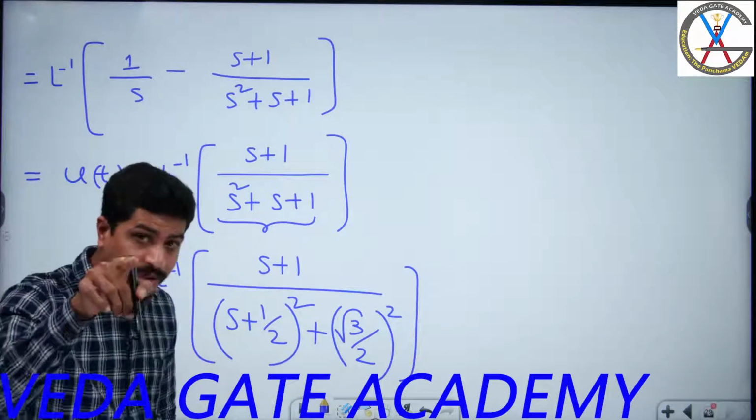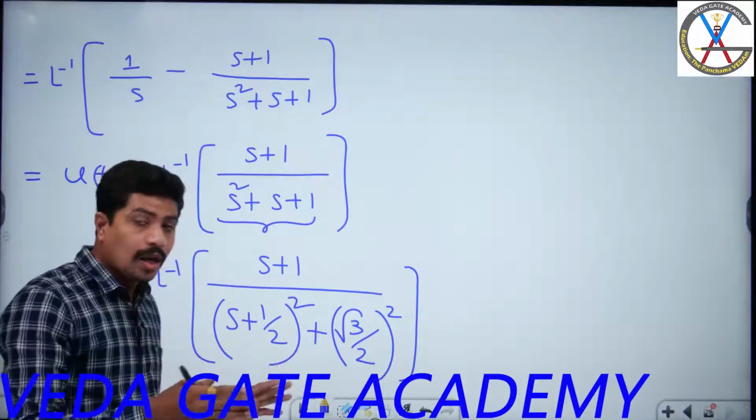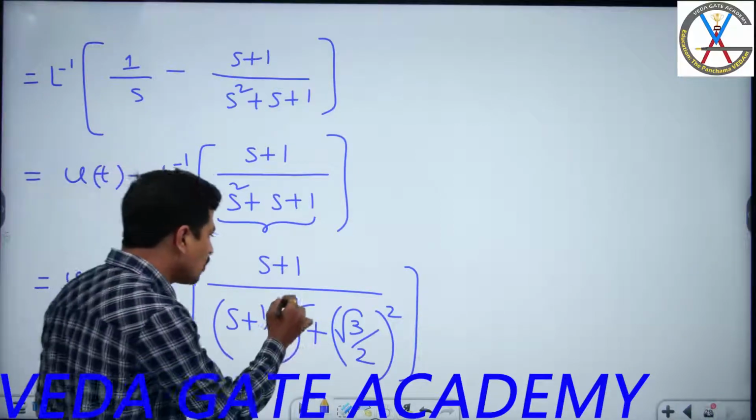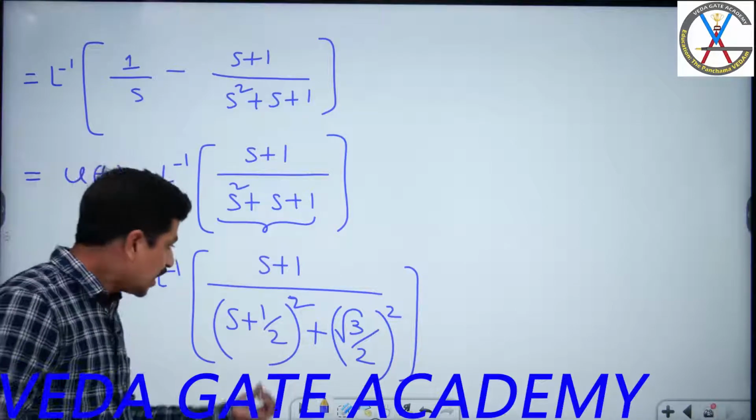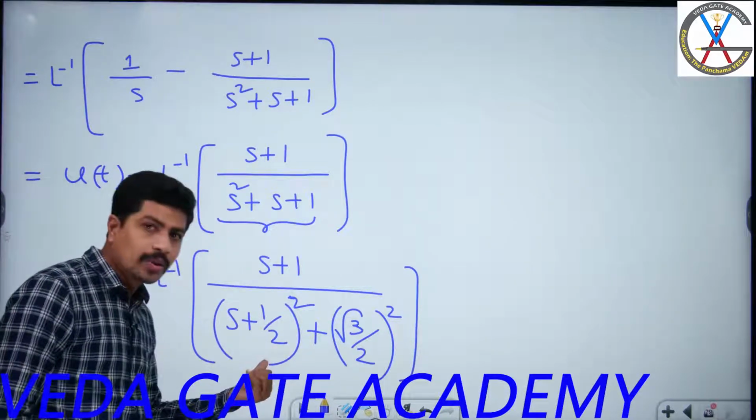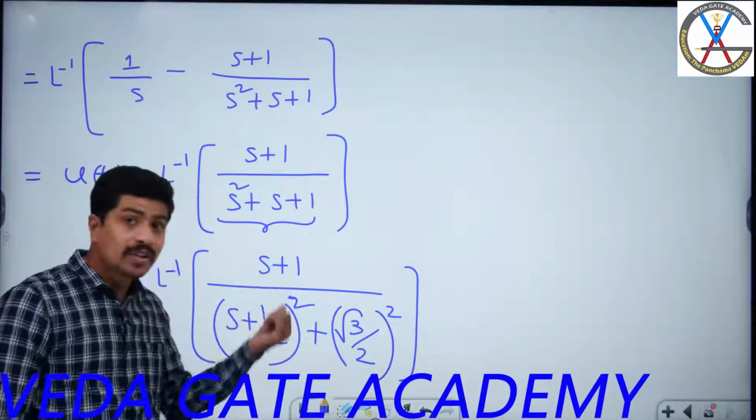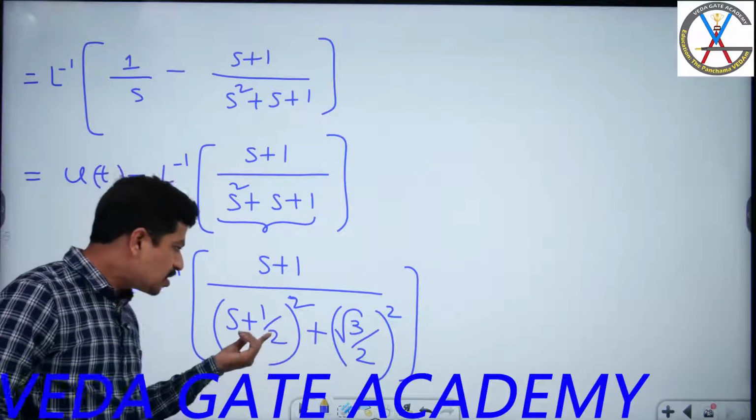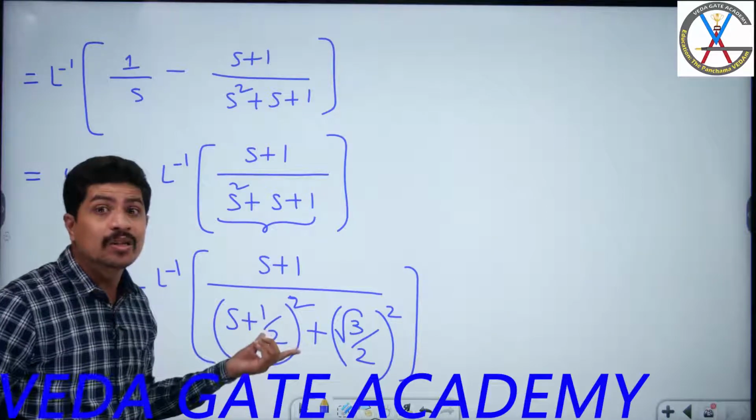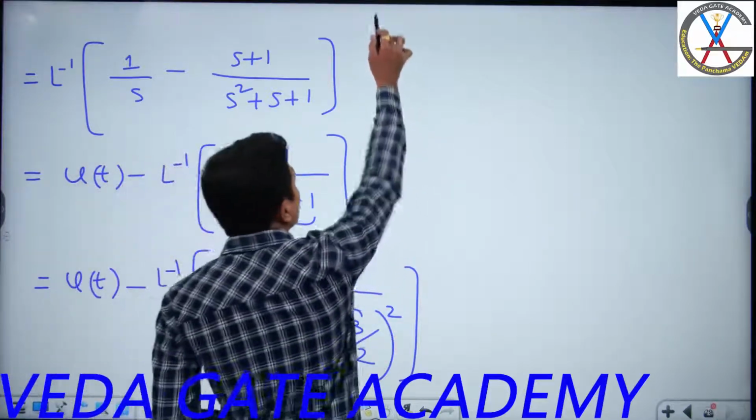But if you observe, there is no mistake here, but there is one difficulty for us here. What is that difficulty? Here the denominator has a shifting of 1 by 2, whereas the numerator s has a shifting of 1. What to do? Can you change the denominator shifting? Not possible, but I can change the numerator shifting. How can I change the numerator shifting?